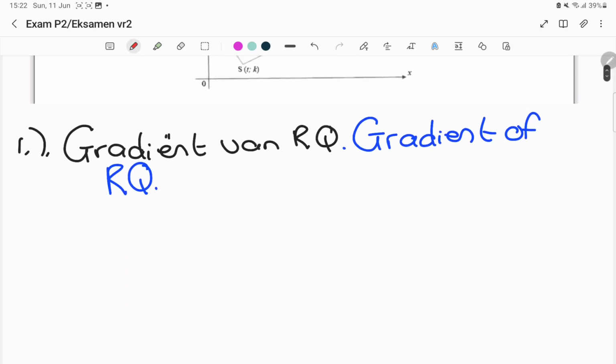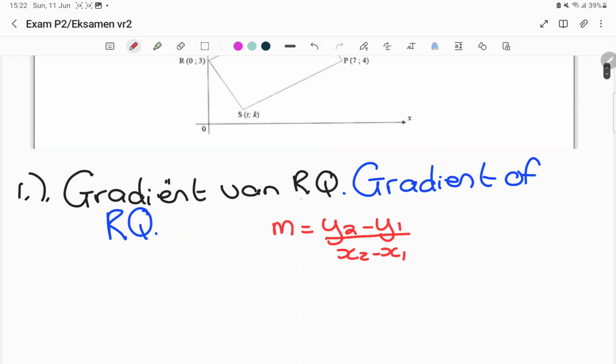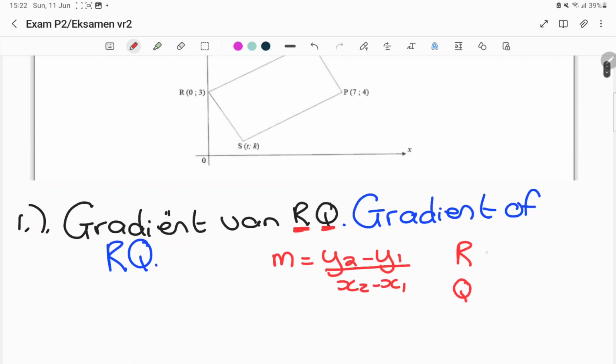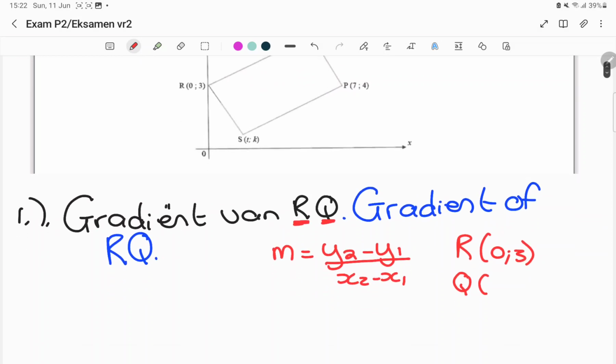Alright, so the first thing you always do is you write down your formula. So the gradient we know is small letter m, and then it's my y2 minus my y1 value over my x2 value minus my x1 value. Now we go and see, so we want the coordinates of R and we want the coordinates of Q. So R was the point (0, 3) and Q is the point (6, 6).